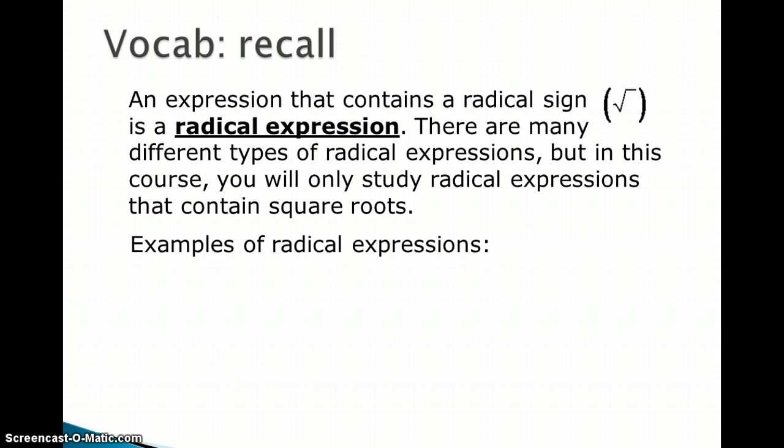Let's recall. An expression that contains a radical sign, as noted here, is a radical expression. There are many different types of radical expressions, but in this course, geometry, as well as from algebra, you will only be studying the radical expressions that contain square roots. A few examples here are some radical expressions. You'll notice that you see numbers as well as variables incorporated within that radical symbol.